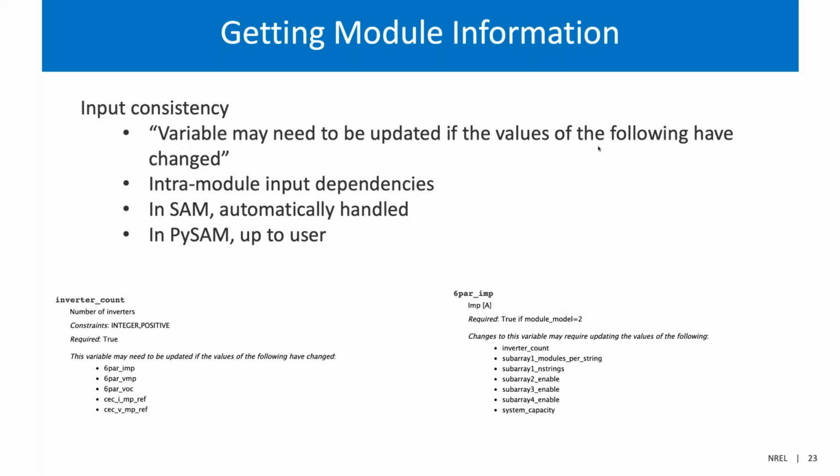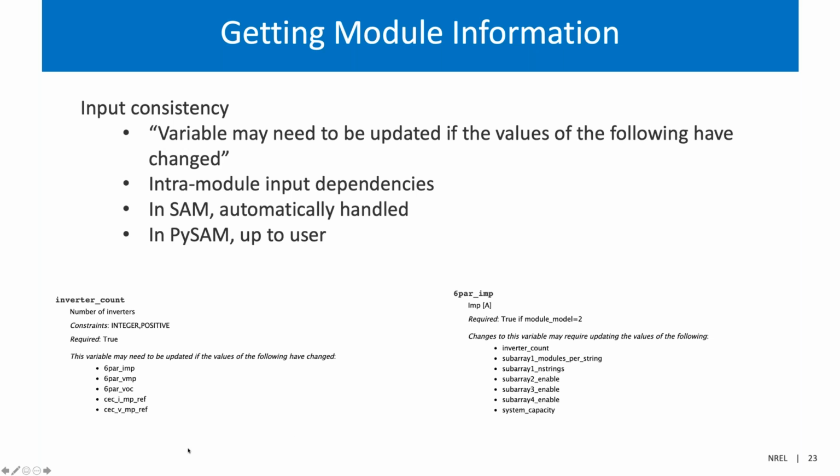And again, I kind of want to go back to this input consistency issue due to the differences between PySAM and SAM. In the PySAM documentation, you'll note that some variables have these lists with this variable may need to be updated if the values of the following have changed. This is an alert that there's some connection between the two variables in the SAM GUI that may or may not apply to your specific case, but this interdependency is something to watch out for.